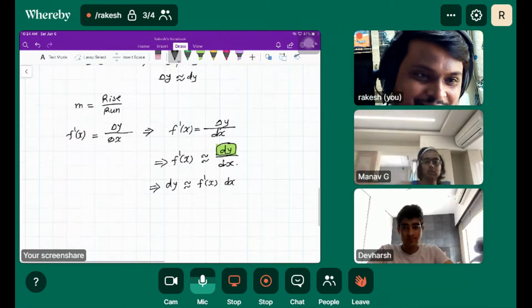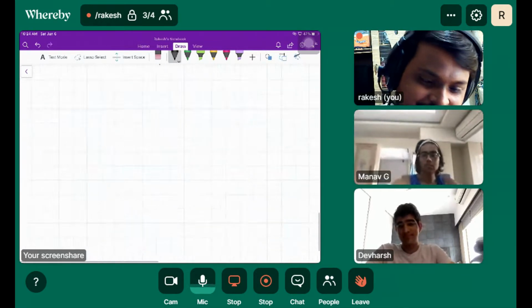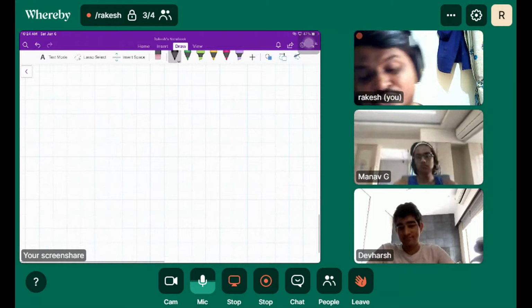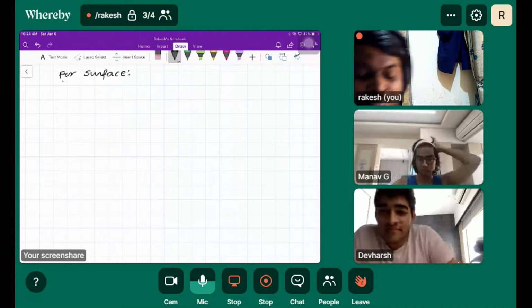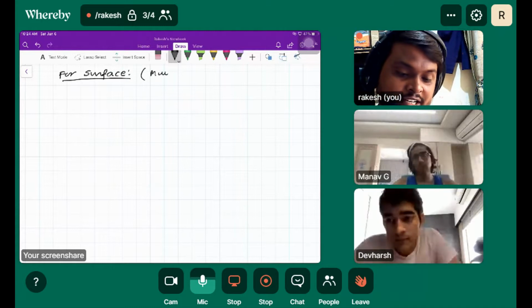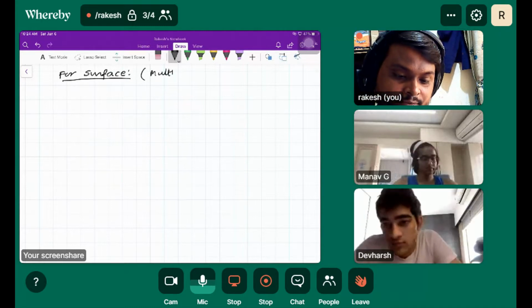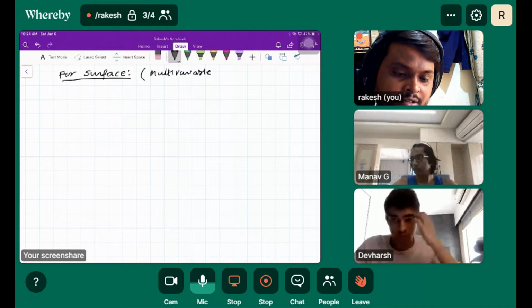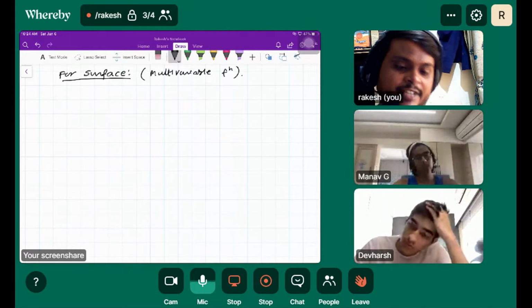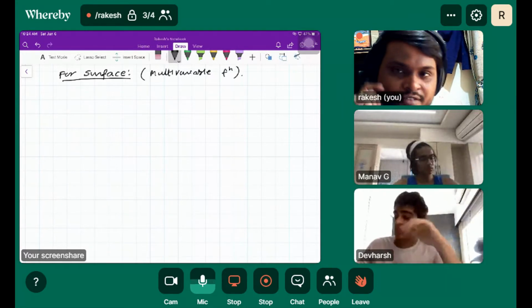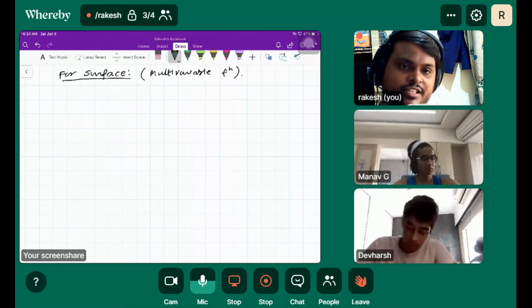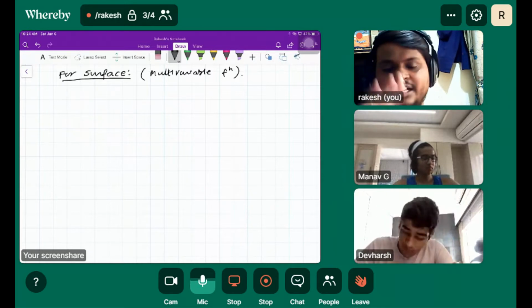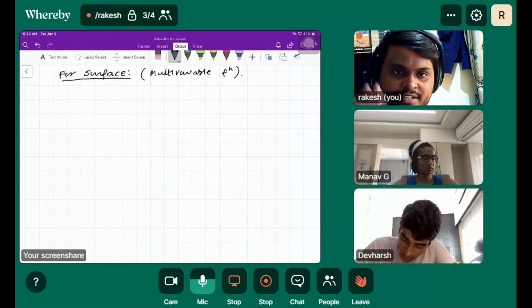So for a surface, meaning the multi-variable function, instead of the tangent line, what would we have for the surface?